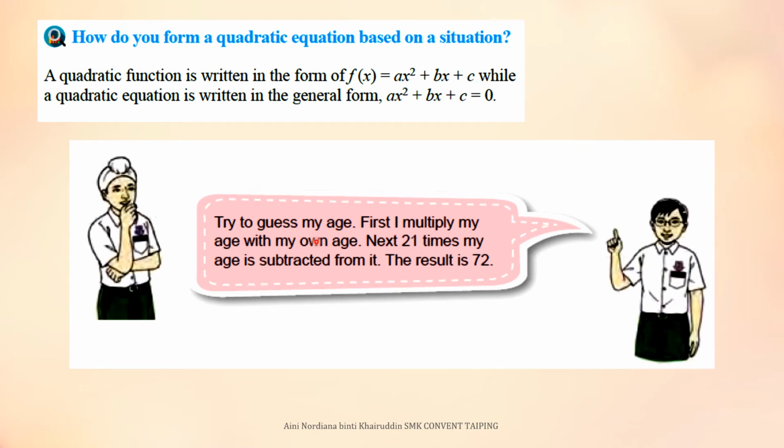Try to guess my age. First, I multiply my age with my own age. Next, 21 times my age is subtracted from it. The result is 72.